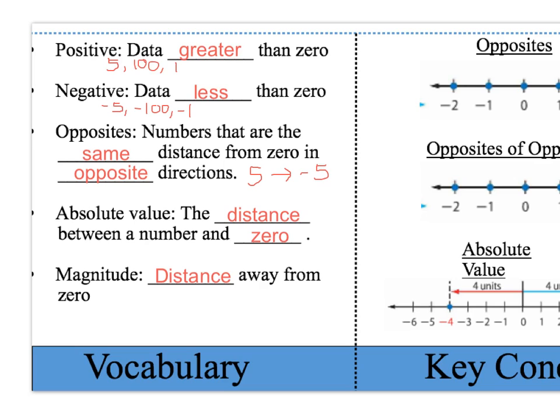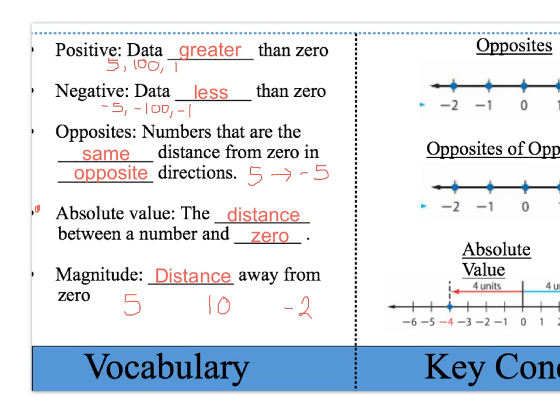So if I have a number of 5, 5 has a magnitude of 5 because it's 5 spaces away from 0. If I had the number 10, the magnitude of 10 would be 10 because it's 10 spaces away from 0. If I had the integer negative 2, the magnitude of negative 2 would be positive 2 because it is 2 spaces away from 0.